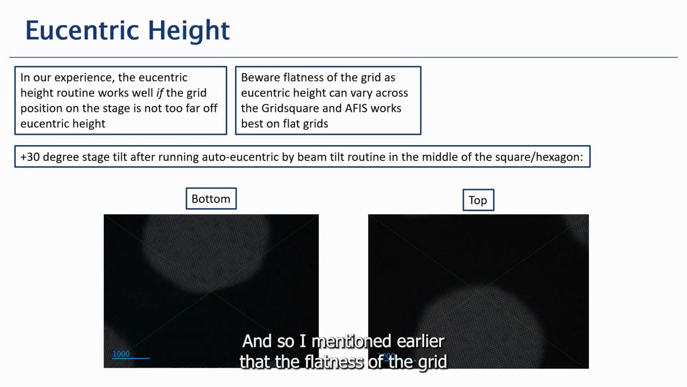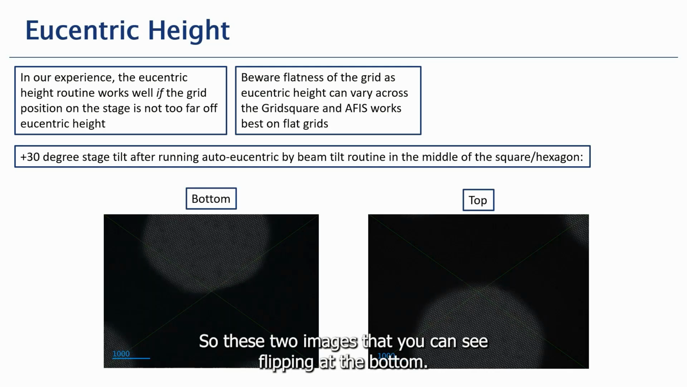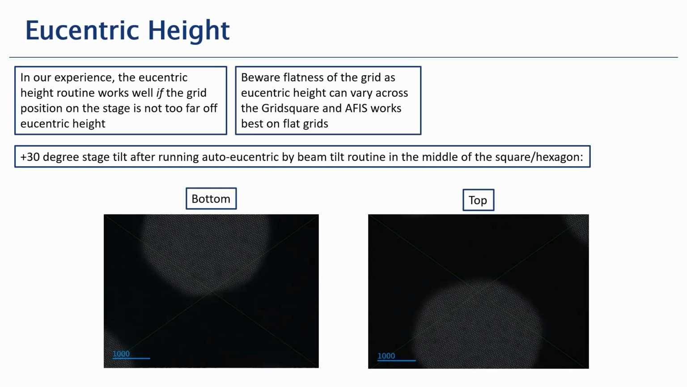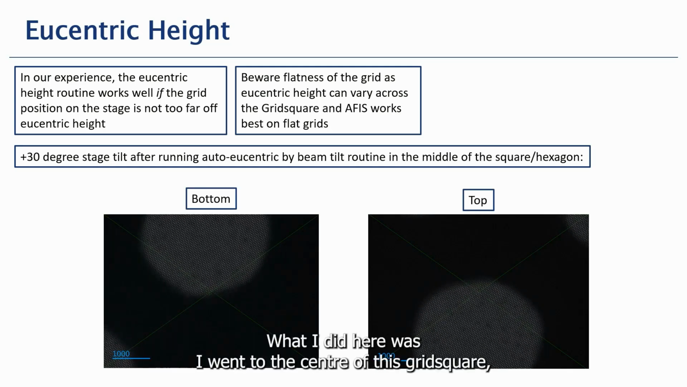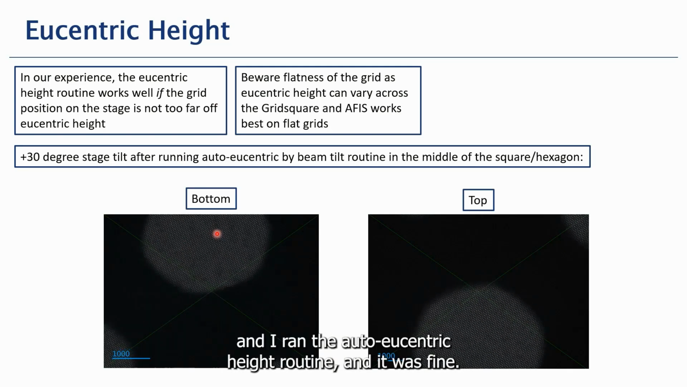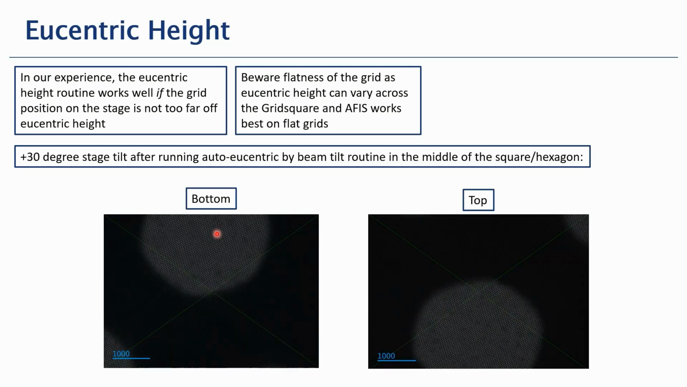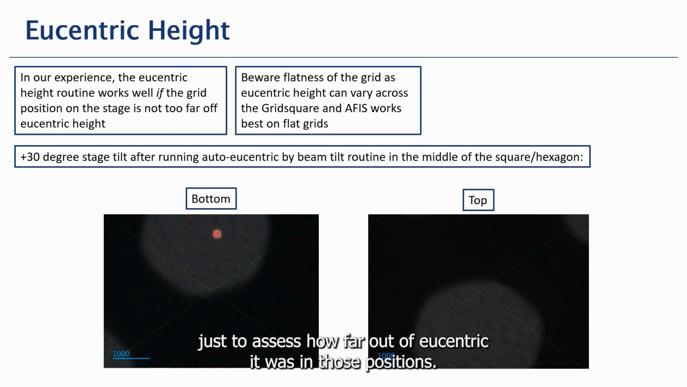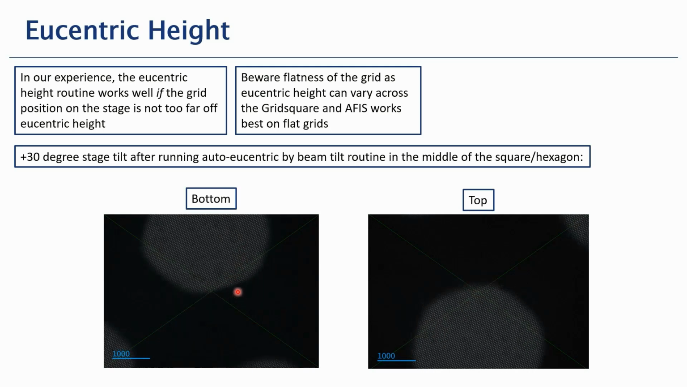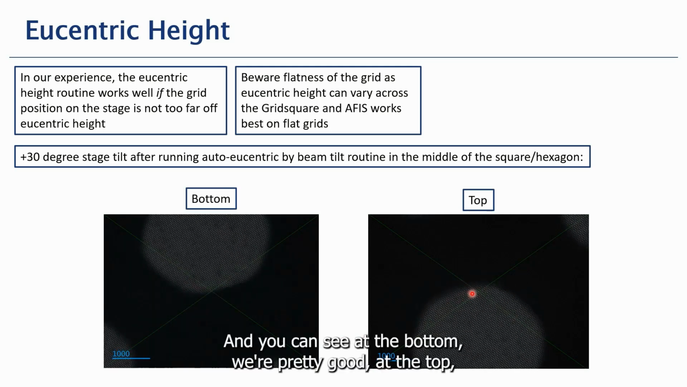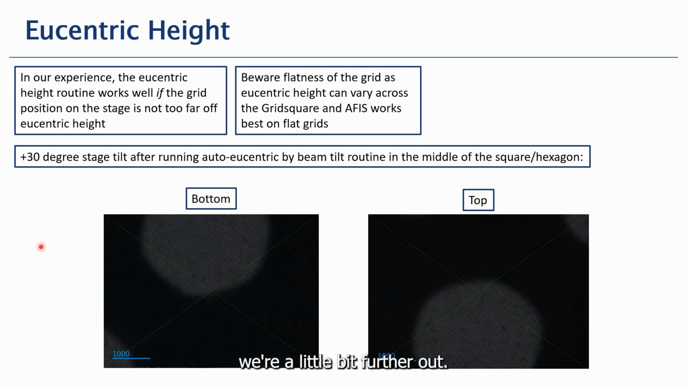I mentioned it earlier, but the flatness of the grid is also important here. In these two images that you can see flipping at the bottom, I went to the center of this grid square and ran the auto-eccentric height routine, and it was fine. Then I moved to the extremes of the square at the top and the bottom just to assess how far out of eccentric it was in those positions. You can see at the bottom we're pretty good. At the top we're a little bit further out.